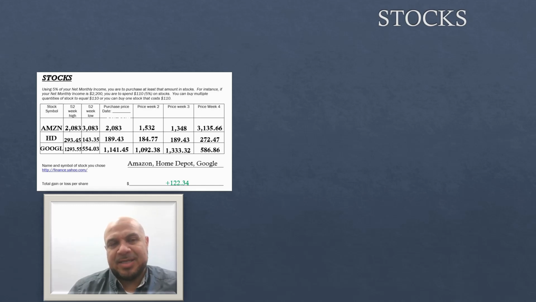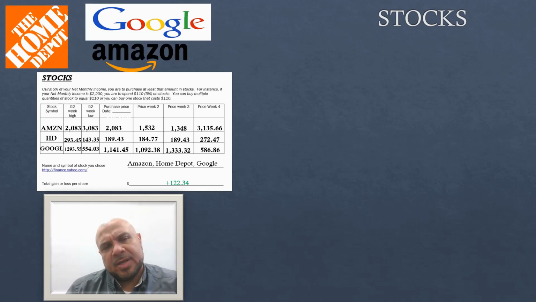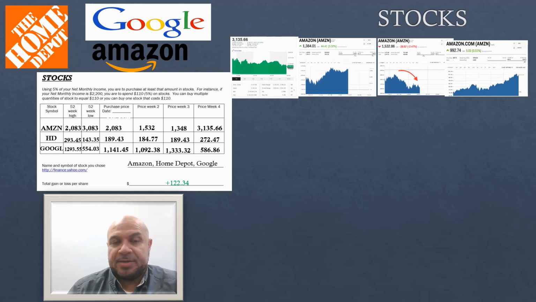I added some little things here. Remember, presentation is big. So I got Home Depot, Google, and Amazon. I went ahead and looked up the logo and I put those in my PowerPoint project. I have all of my evidence right here. This is for Amazon. So I have the first picture right here to the left. That's going to be my purchase price. I have the red oval that is highlighting my 52-week high, 52-week low. I also have my weeks, week 1, week 2, week 3, week 4, right, for Amazon.